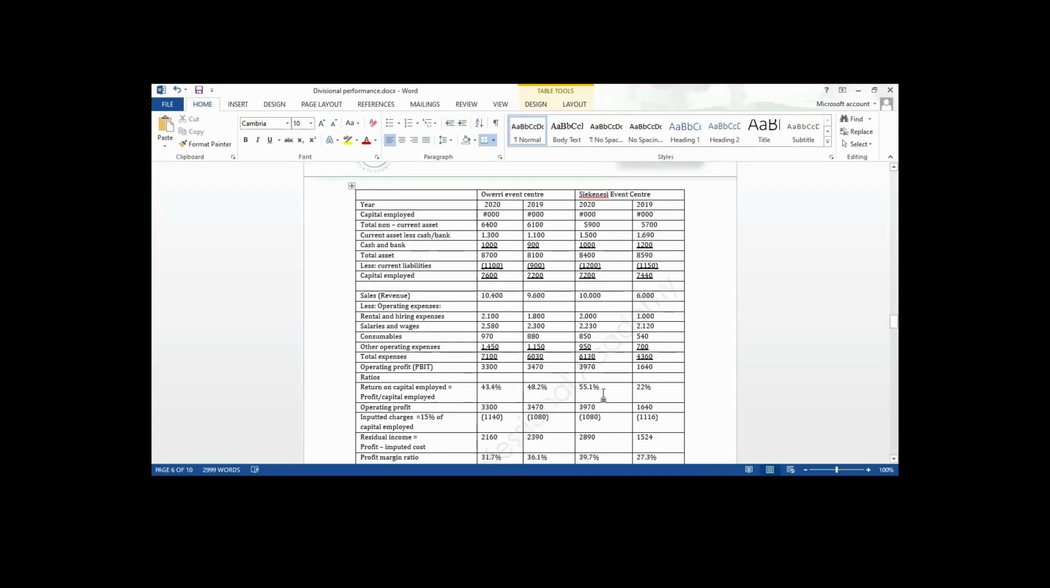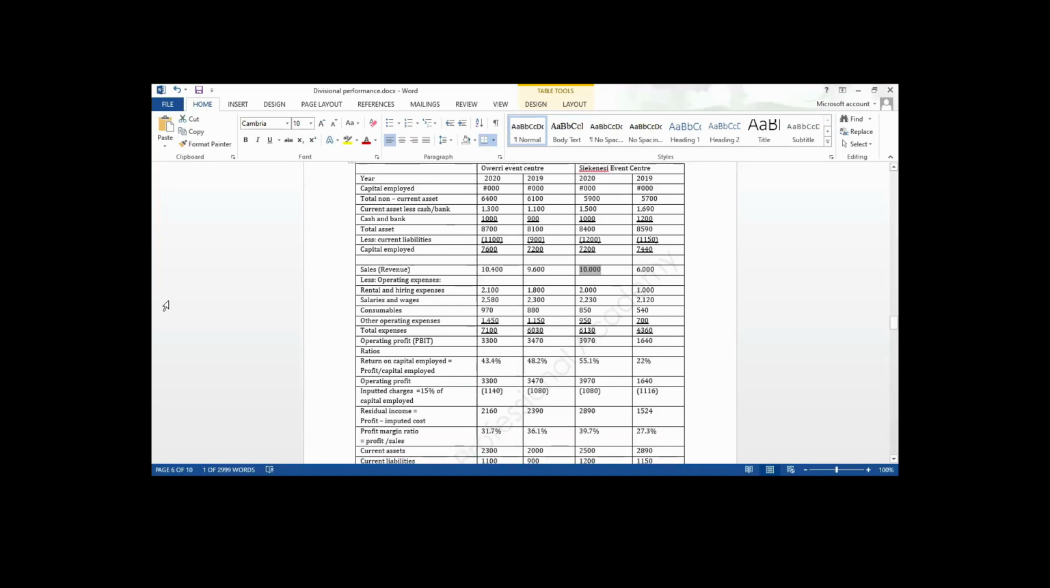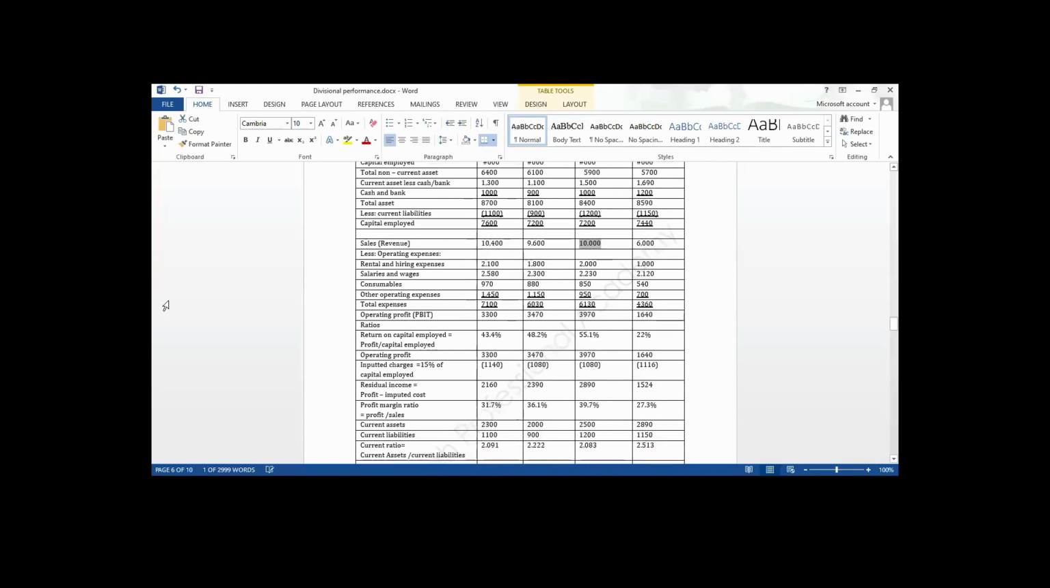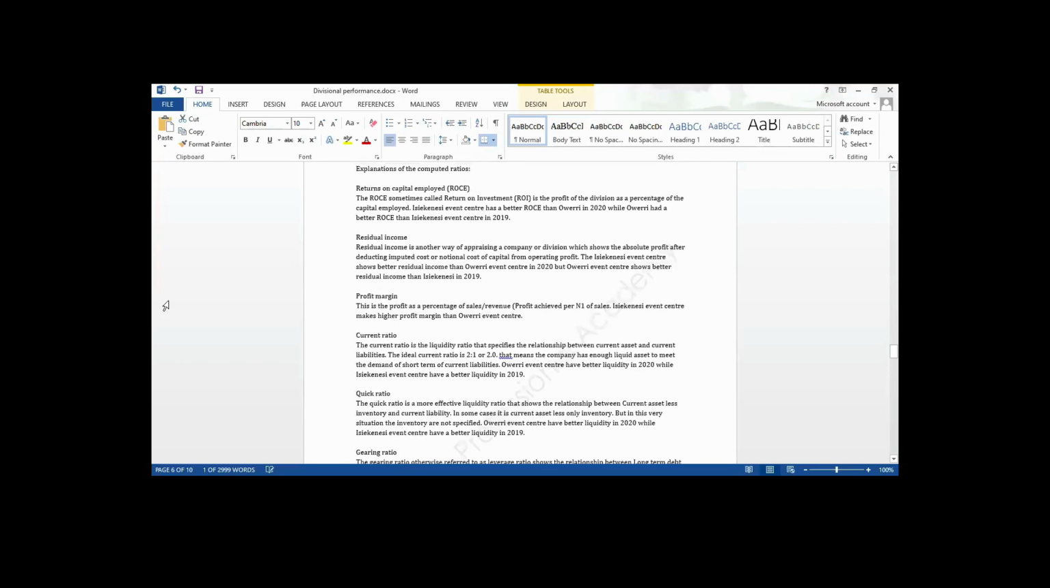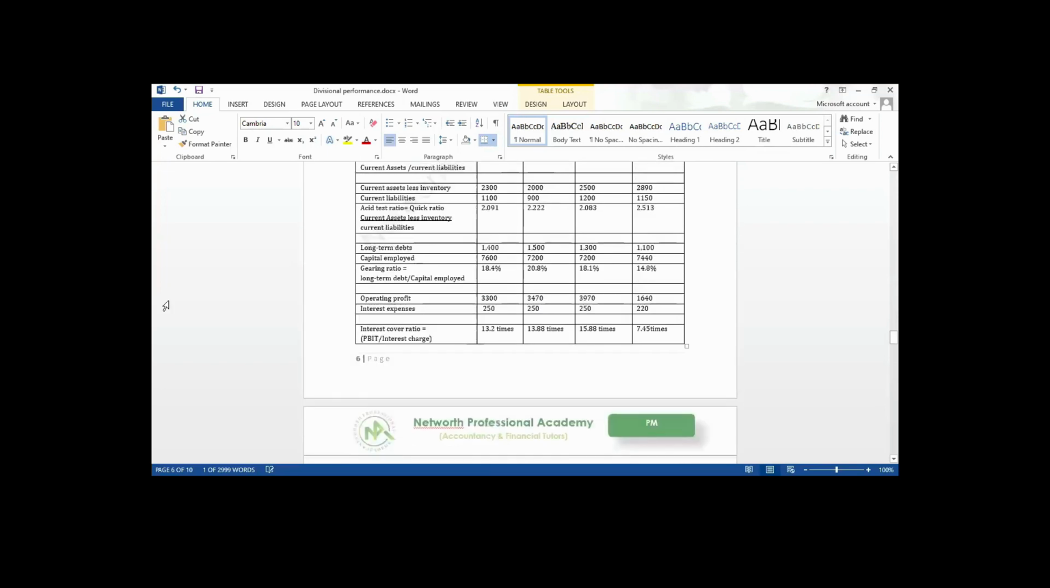Now, what is this bonus? 10% of the sales. What is the sales for that event center in 2020? 10 million. Please compute 10% of 10 million. That should give us 1 million, abi. Yes, 1 million.